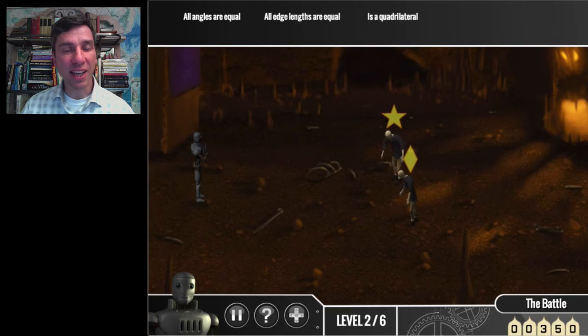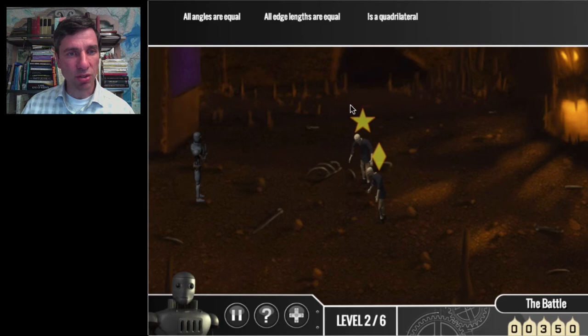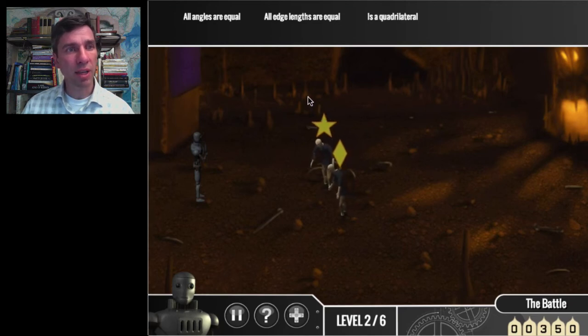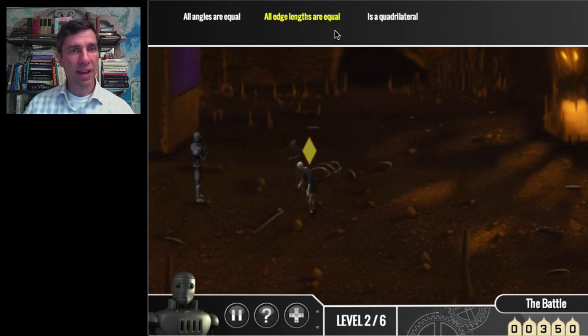The zombies are attacking. I have to see which one of these 3 properties are shared by both of these figures. All edge lengths are equal. I think that is true. All edge lengths are equal for the star and for the rhombus. So I'm going to click that. But if I had clicked is a quadrilateral, well, that would have been a problem because the star is not a quadrilateral. Are all the angles equal? That would have been a problem for both of them, so I definitely don't want to hit that. But all edge lengths are equal for both of those figures, so I'll hit that. And then is a quadrilateral will take care of the rhombus.